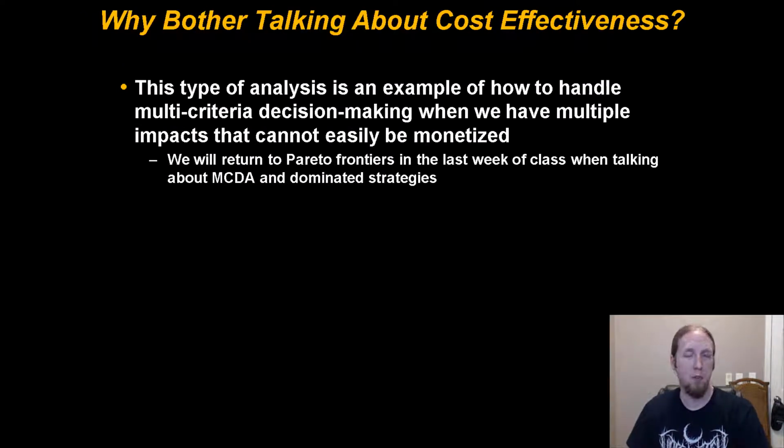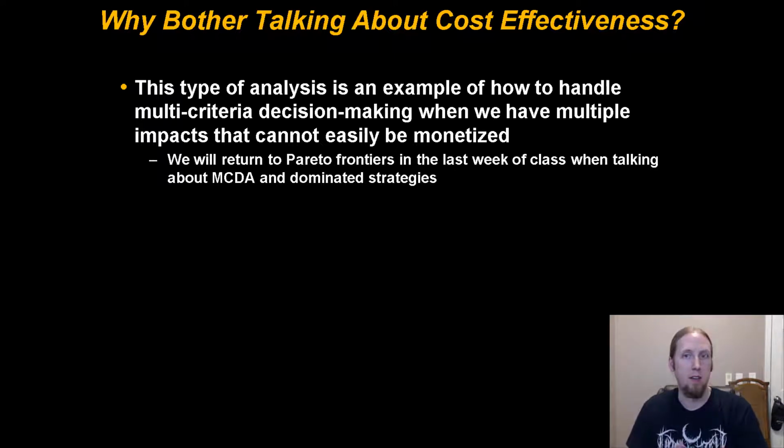That's a simple example of how we would conduct a cost-effectiveness analysis in order to identify a preferred alternative for meeting a particular goal. This is an example of a multi-criteria decision-making framework where now we have two different impacts. One, the cost, and another, the number of habitat units of protection that we're providing that cannot easily be monetized. Or there might not be a need to monetize it in the example where we just have to produce a certain number of units of protection.